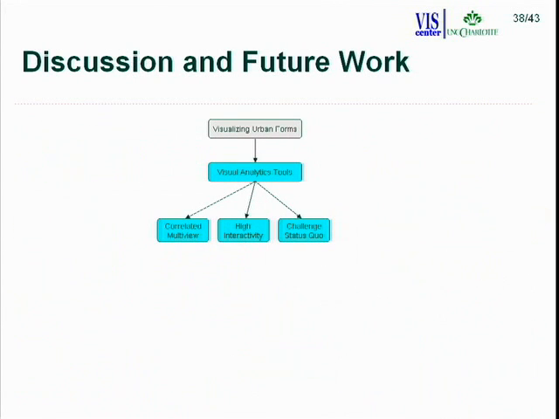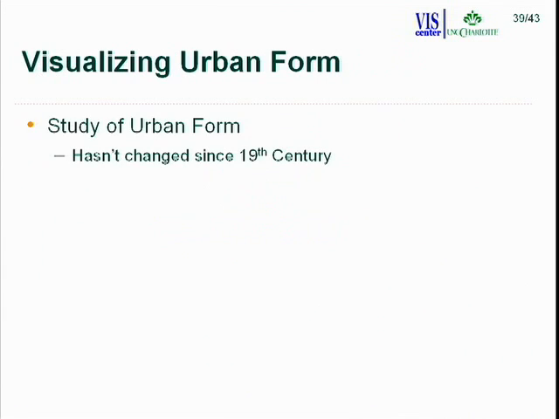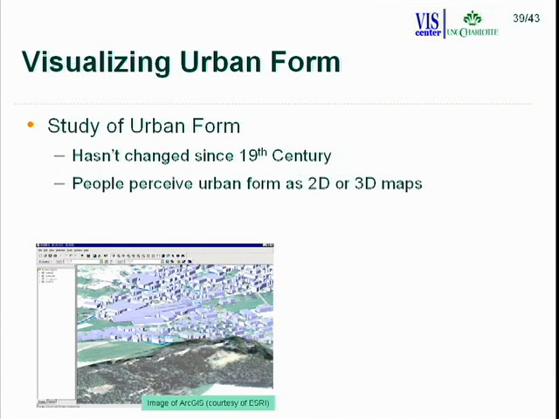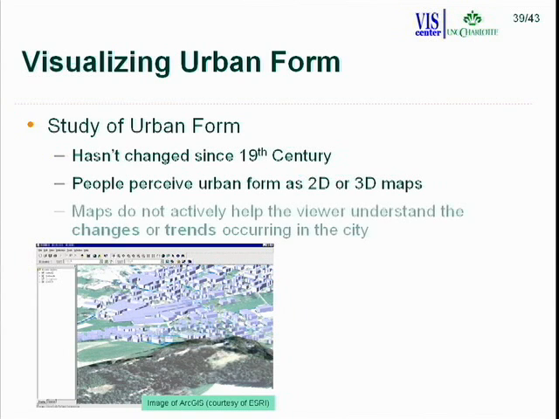The second half of this research direction is on visualizing urban forms. And this is a very interesting problem for the architects, because they mentioned that the study of urban form really hasn't changed at all since the early 19th century. People today are still looking at urban forms as either 2D or 3D maps. So for example, this is something taken from ArcGIS, which is a product by Esri. And this is what people normally look at when the urban planner is looking at an urban model.